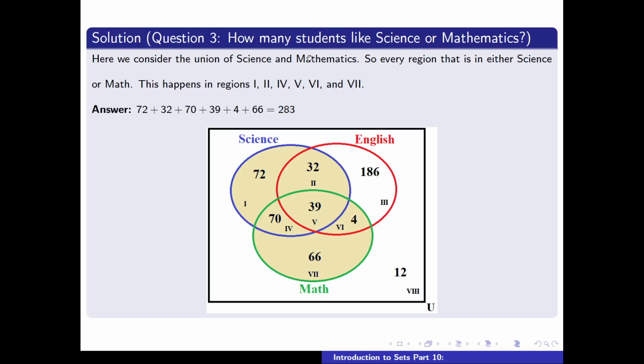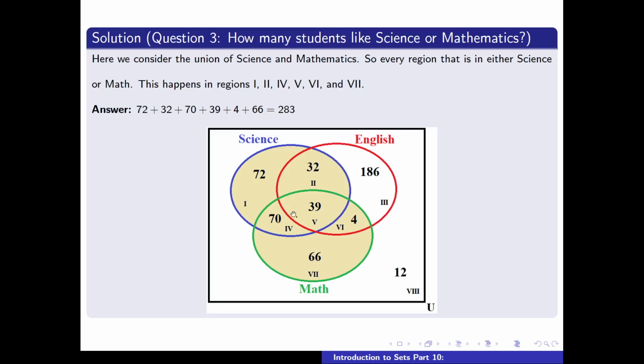Question 3 asks, how many students like science or mathematics? Remember, this or corresponds to the union. So we want to know how many students are in the science or math, namely the science union mathematics. So we take all of the regions of science in union with all the regions in mathematics. So science is 1, 2, 4, and 5. Math is 4, 5, 6, and 7. Putting them all together to get the union, we get all of these regions here shaded.